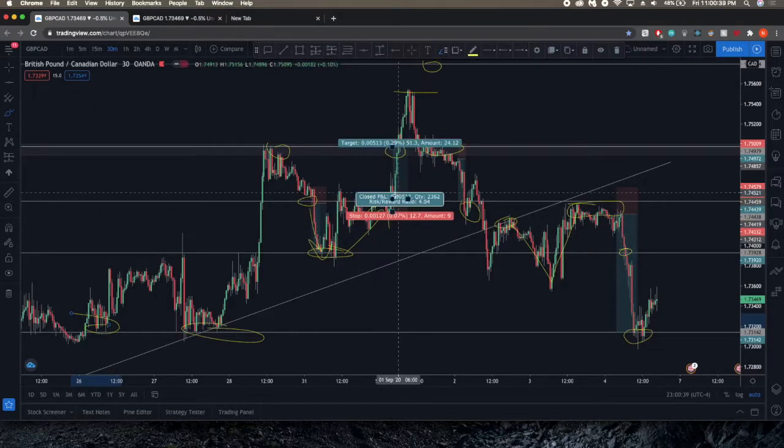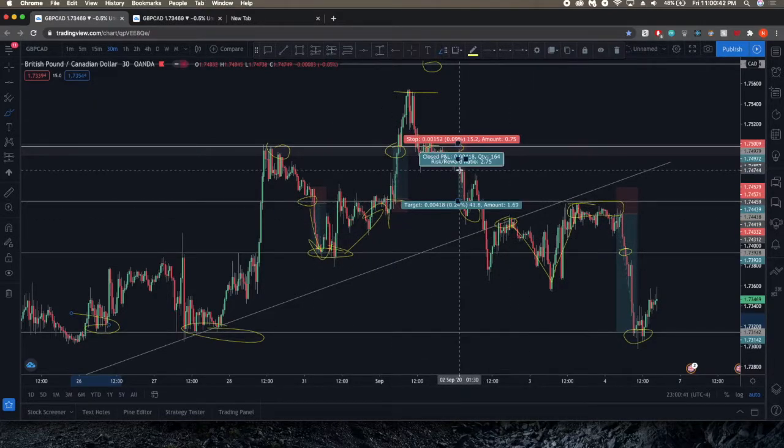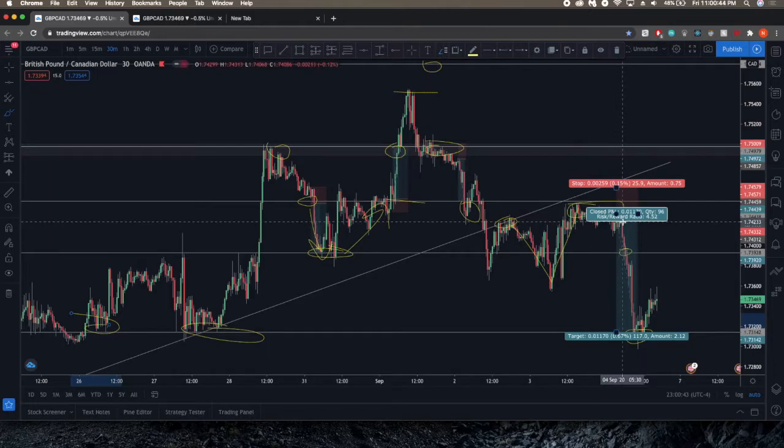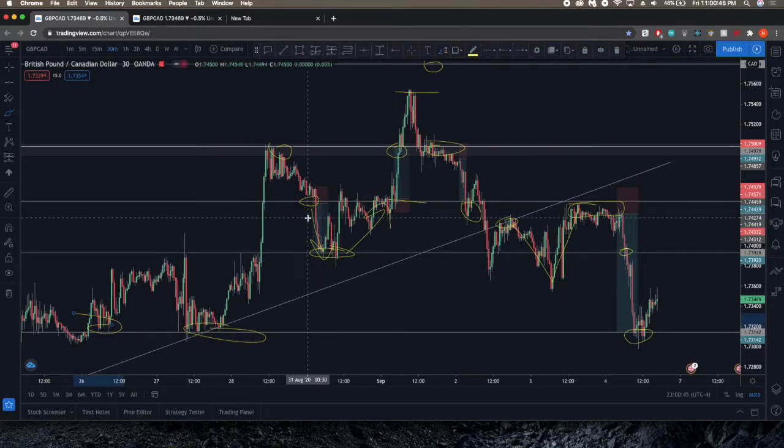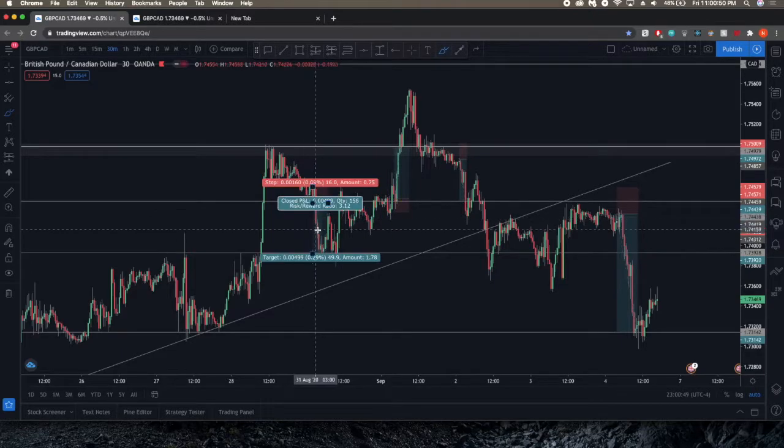These moves were after London, pre-London setup, and then this was after London Open. So yeah, these are the moves. 4 moves, 260 pips on GBPCAD.